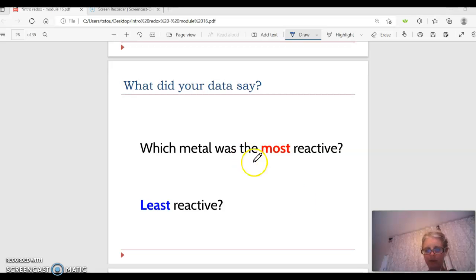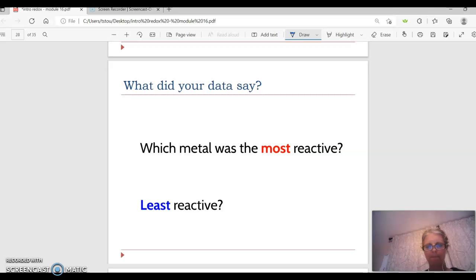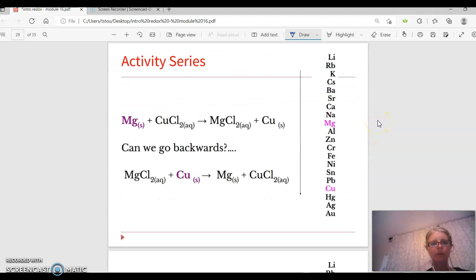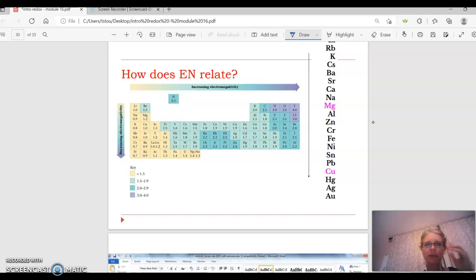What we found, if we looked back in there, is that with the magnesium solid, this one reacted and this one reacted. With the zinc, only this one reacted. With the copper, none of them reacted. So the most reactive metal was magnesium, then zinc, then copper. Magnesium is most reactive, copper least. Then we wrote some reactions, and we saw that when you put magnesium solid into copper chloride, a reaction happened. But it didn't happen if I did it backwards. The copper solids never made a reaction happen. So that didn't work.